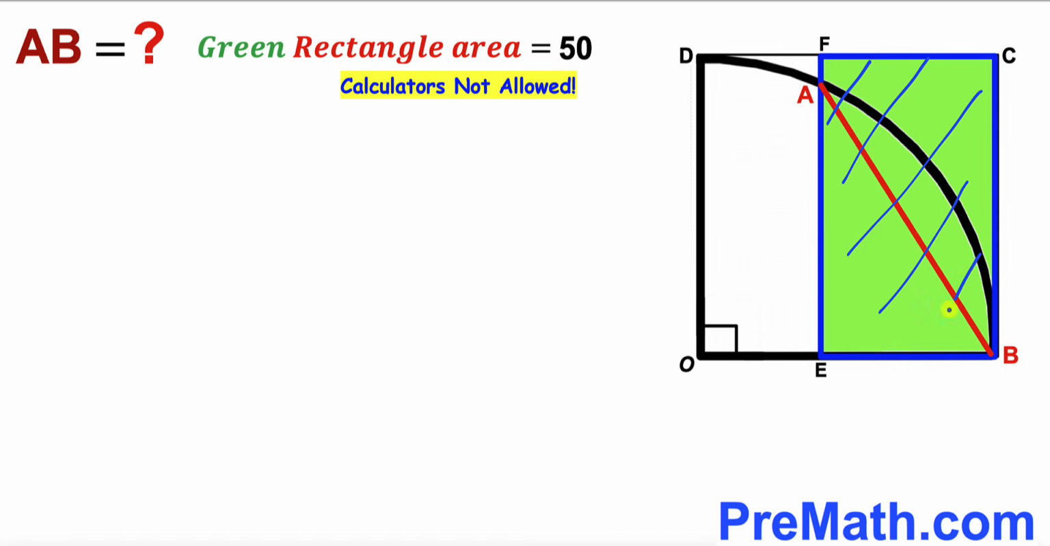We have this quarter circle with center O and the green shaded rectangle EBCF put together, as you can see in this given diagram, such that this rectangle intersects this quarter circle at this point A, and as a result we end up with this chord AB. Moreover, the area of this green rectangle has been given to us as 50 square units. Our task is to find the value of this chord length AB. And please bear in mind that we are not supposed to be using calculators of any kind.